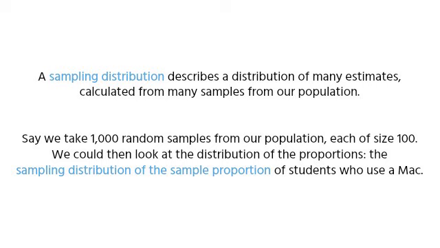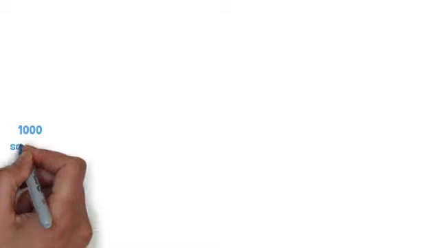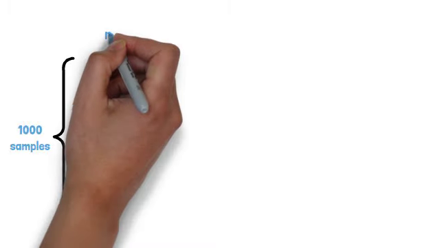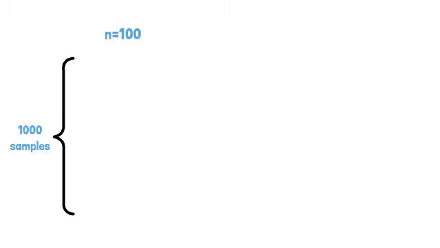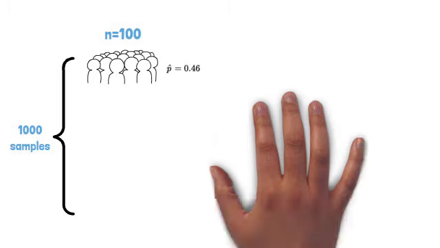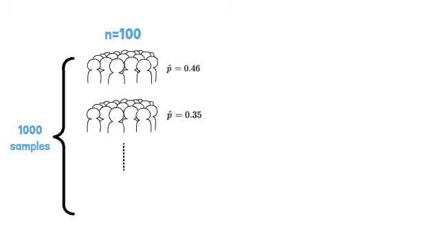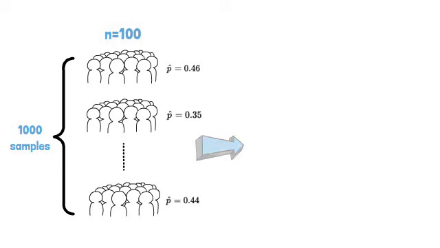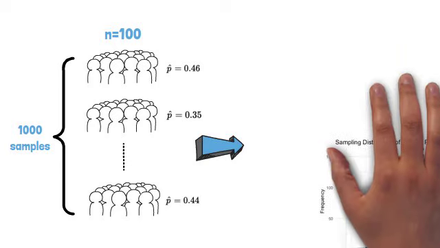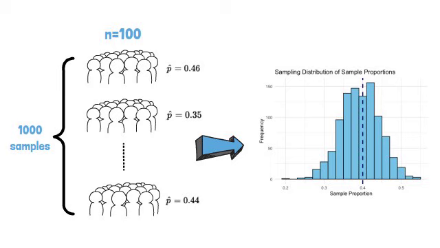A sampling distribution describes a distribution of many estimates calculated from many samples from our population. Say we take 1,000 random samples from our population, each of size 100. We could then look at the distribution of the proportions, the sampling distribution of the sample proportion of students who use a Mac. So, if we take 1,000 samples of size n equals 100, each of them will have their own sample proportion, which varies from sample to sample. If we plot all of these sample proportions, we can visualize the sampling distribution of the sample proportion, which helps us conduct statistical inference.